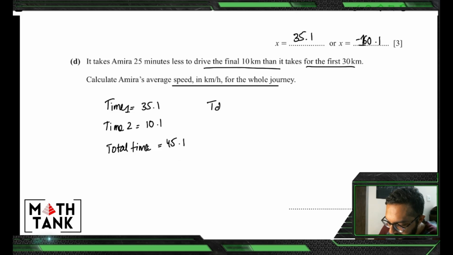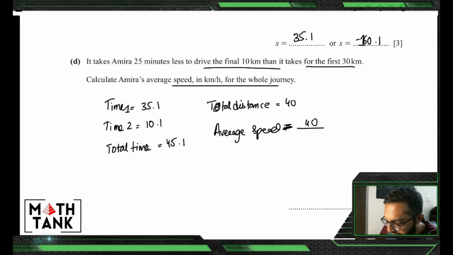Okay, what's the total distance? The total distance is 40 as before. So I'm going to say that the total distance is 40. So the average speed then becomes total distance over total time. So that's 40 over 45.1 divided by 60. Okay, I am getting 53.2, correct to three significant figures.